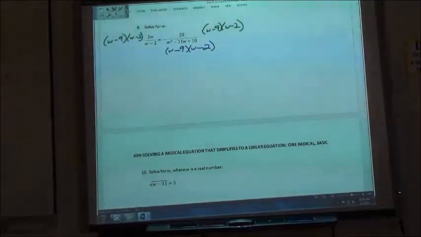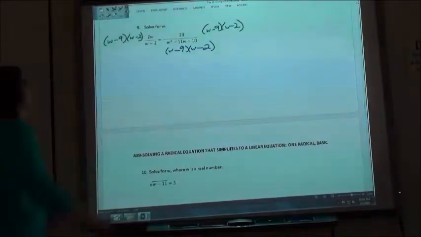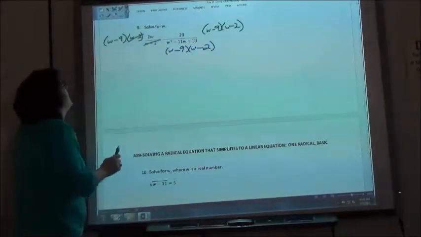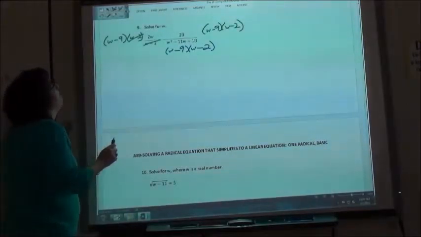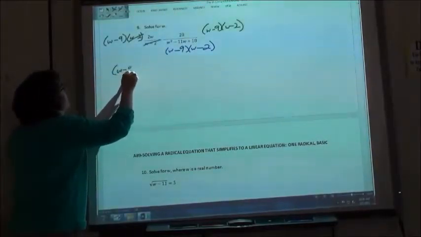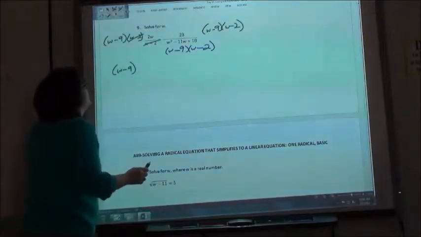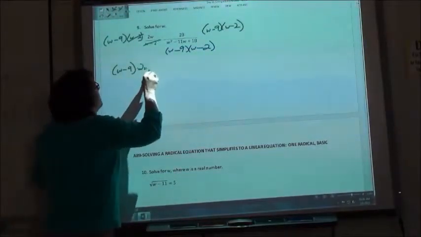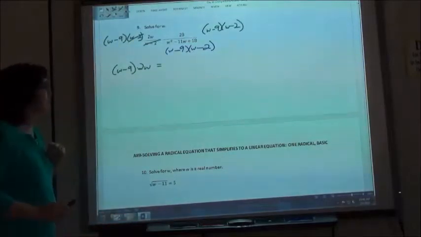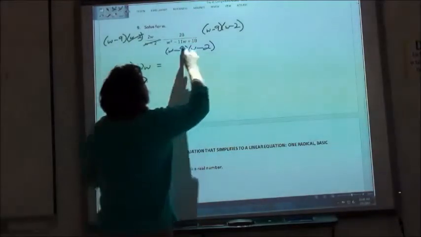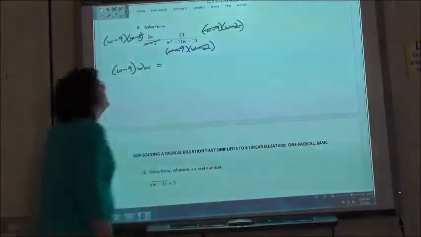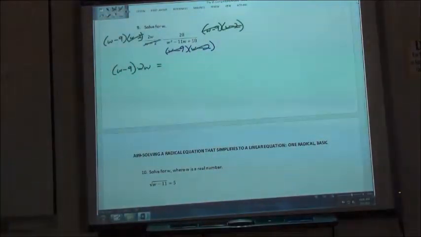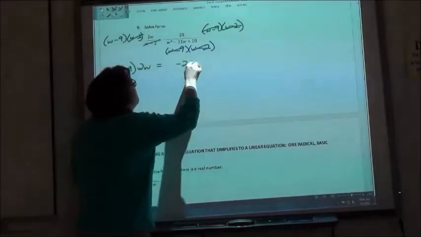What's going to happen? Okay, the first one, we are going to cancel off the W minus 2, and it's going to be W minus 9. Should we cancel out first, everything, or? Let's do this side. We cancel off the W minus 2, so we're going to have 2W times the 2W. On the other side, everything's going to cancel out but the top, right? Yep. So we get minus 28.